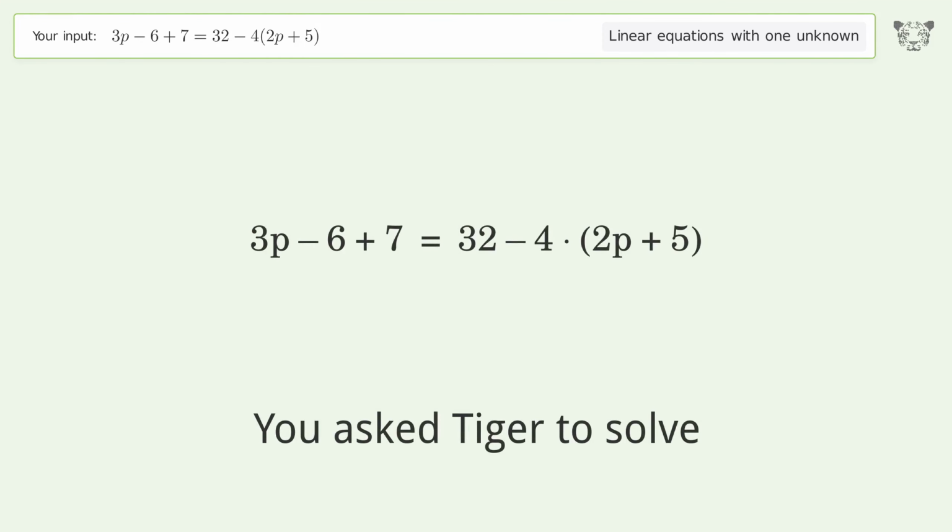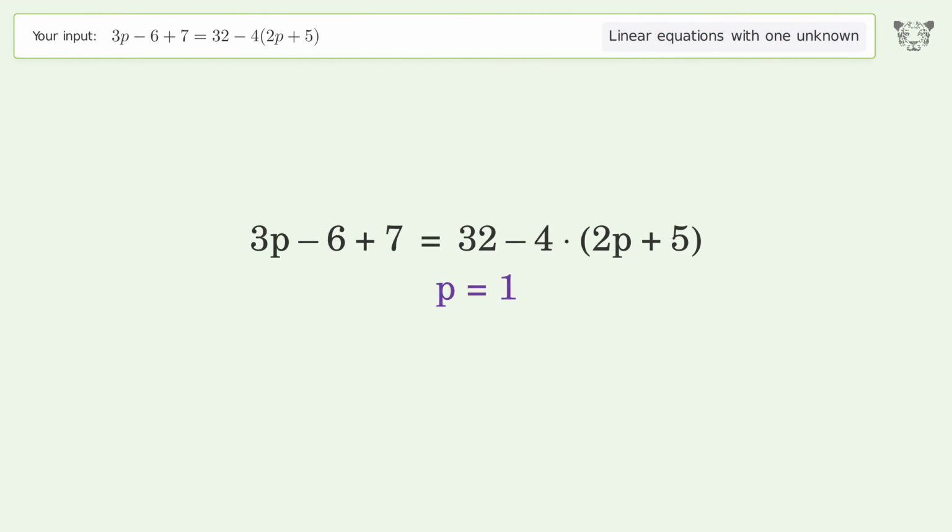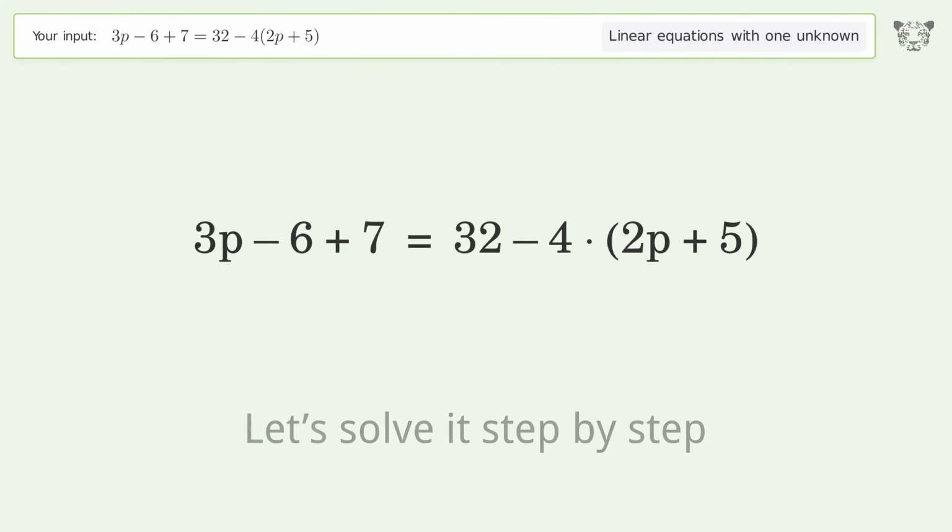You ask Tiger to solve this. This deals with linear equations with one unknown. The final result is p equals 1. Let's solve it step by step.